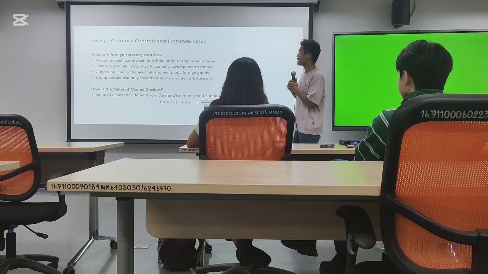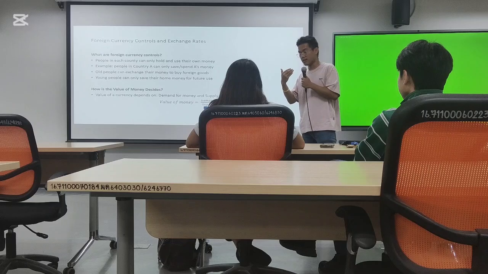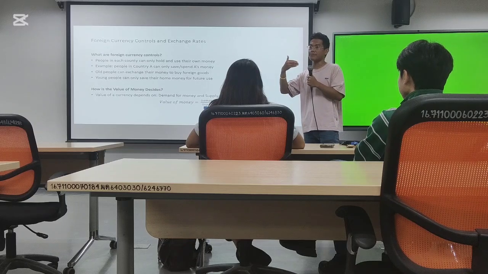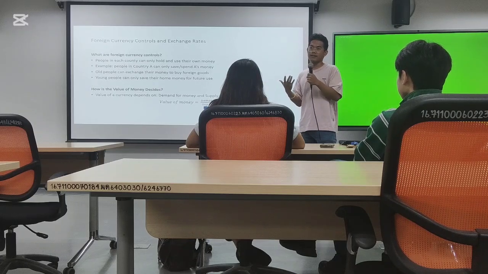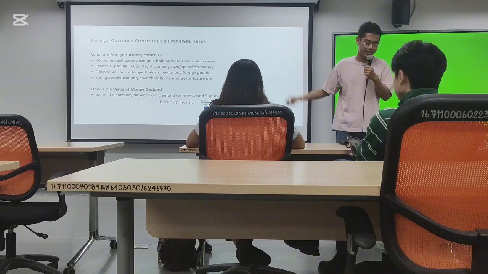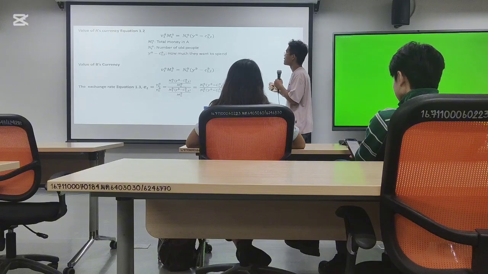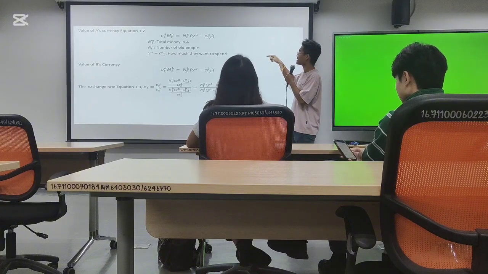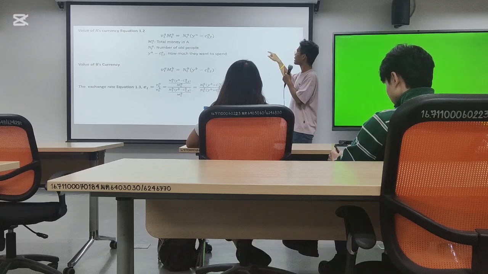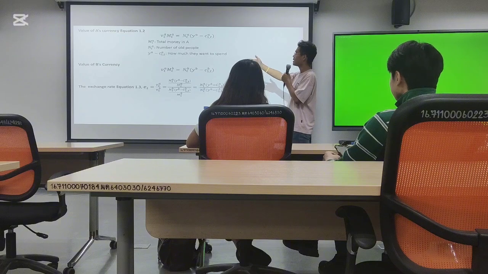So how is the value of money decided? How can we decide, for example with our Myanmar kyat and the Thai baht, which currency has the most value? In this case we use this equation, equation 1.2: VAT, MAT equals NAT times YBT minus CA1T. MAT simply means the total money supply that we have in our country.